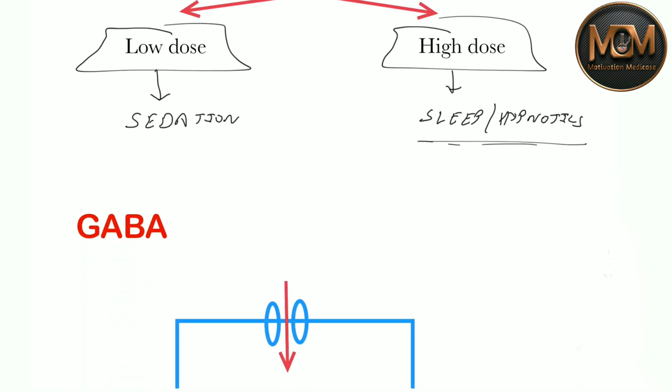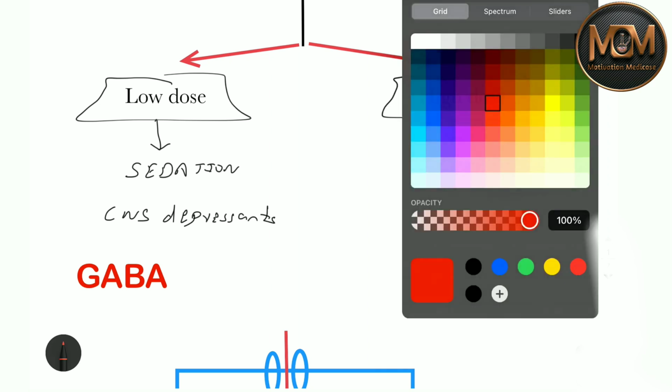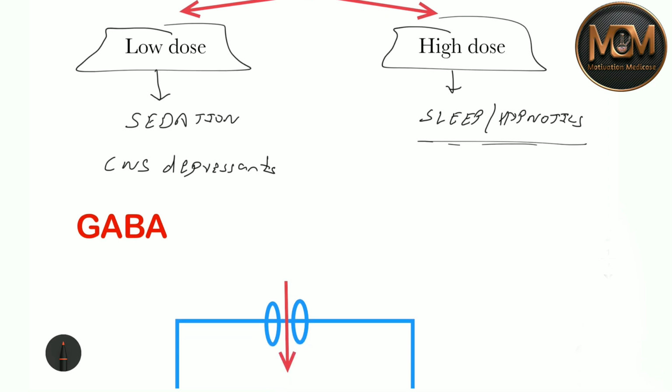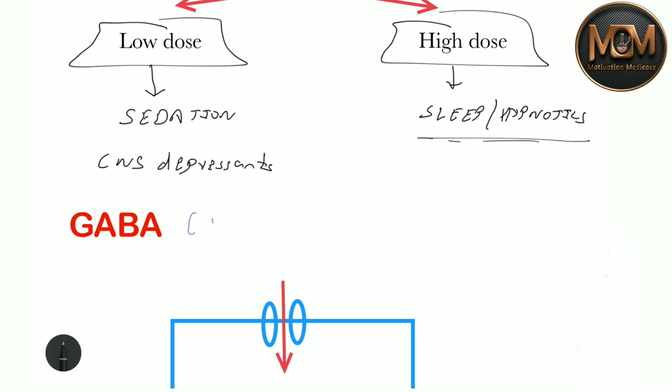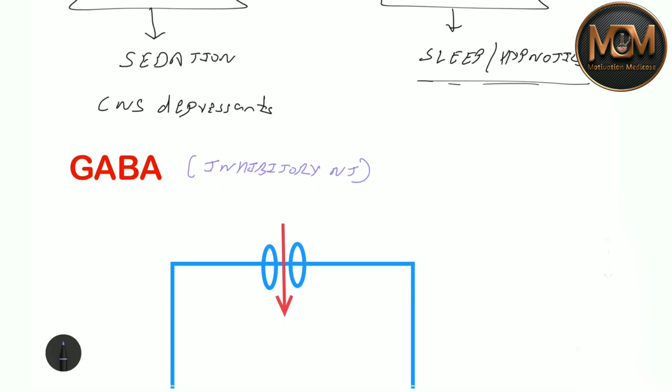So the first thing we need to know is how this occurs. Basically, these sedative hypnotics are CNS depressants. Now, how do they work? First of all, you need to understand how GABA works. As you all know, GABA is an inhibitory neurotransmitter.